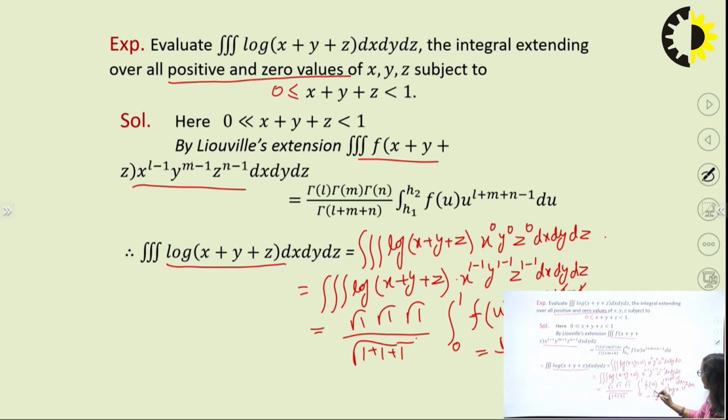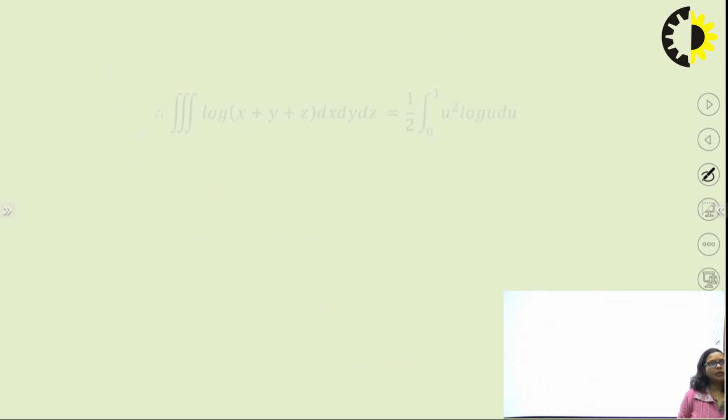So in this form, 1 by 2 integral 0 to 1 log u into u square du, I am able to reduce my given triple integral into this type of single integral. Clear? 1 by 2 integral 0 to 1 log u into u square into du. We are getting the same over here. Clear? Now next I need to evaluate this integral, the simple single integral with single variable u. So we apply integration by parts to integrate it. Clear? So now we are using it to evaluate.